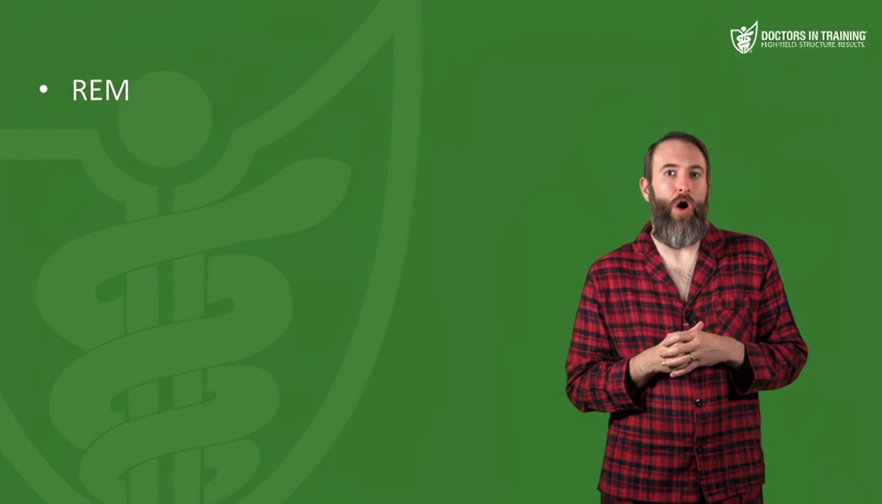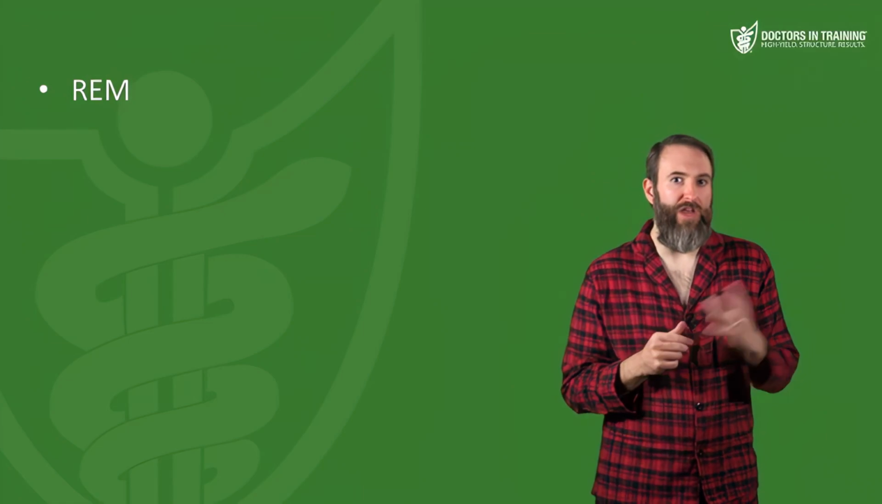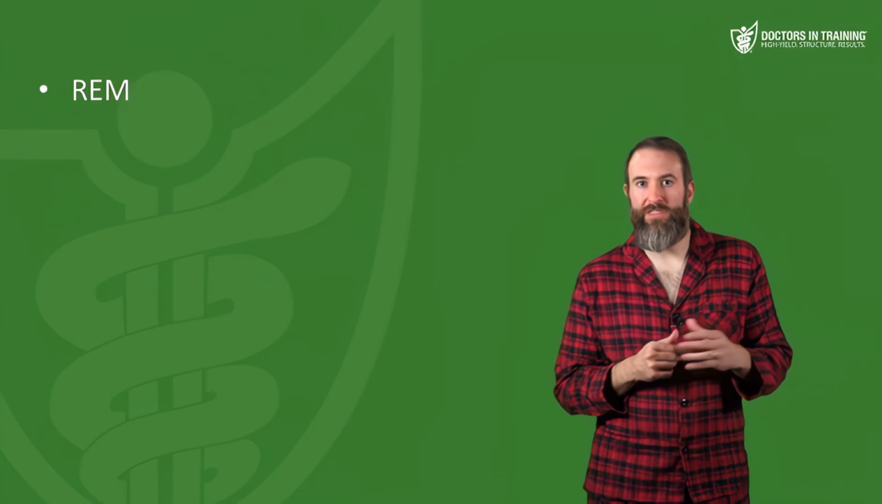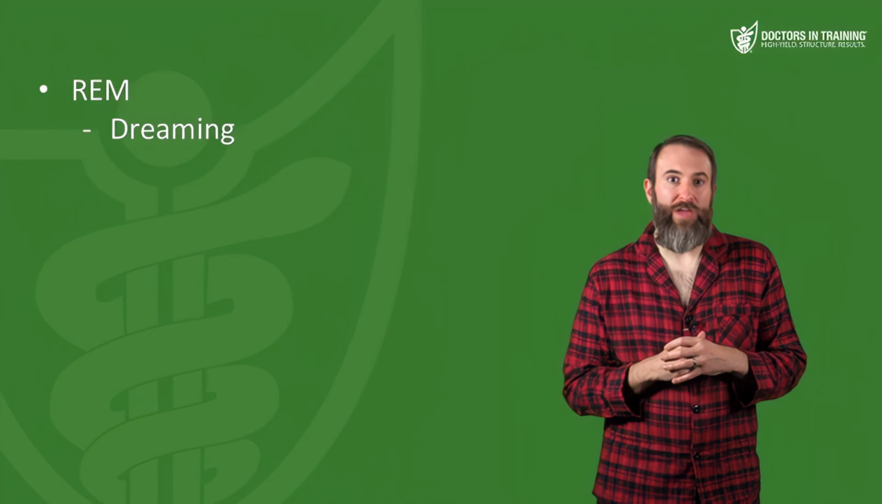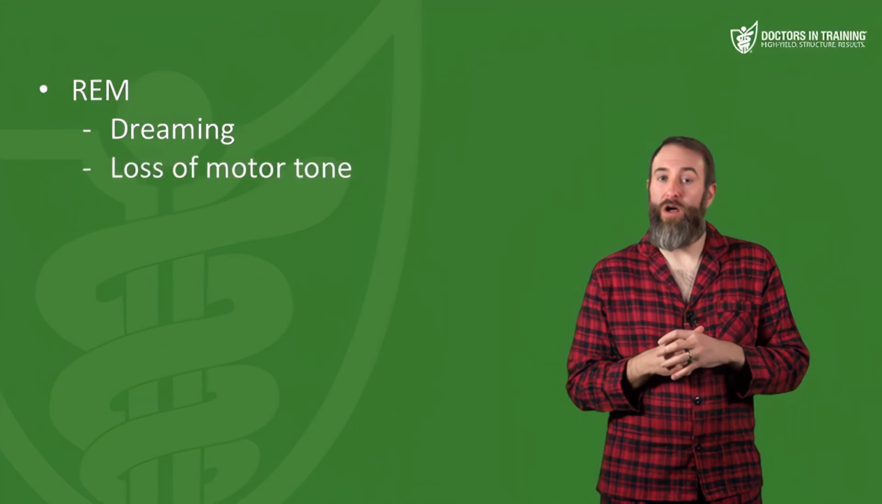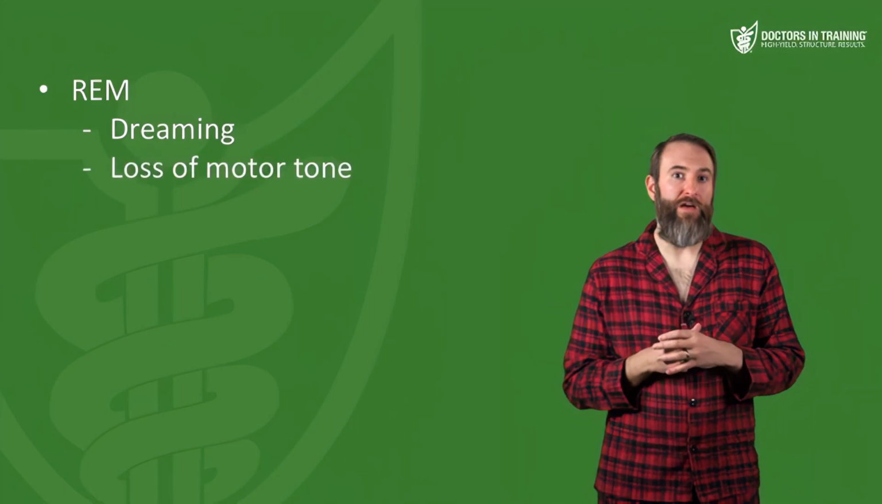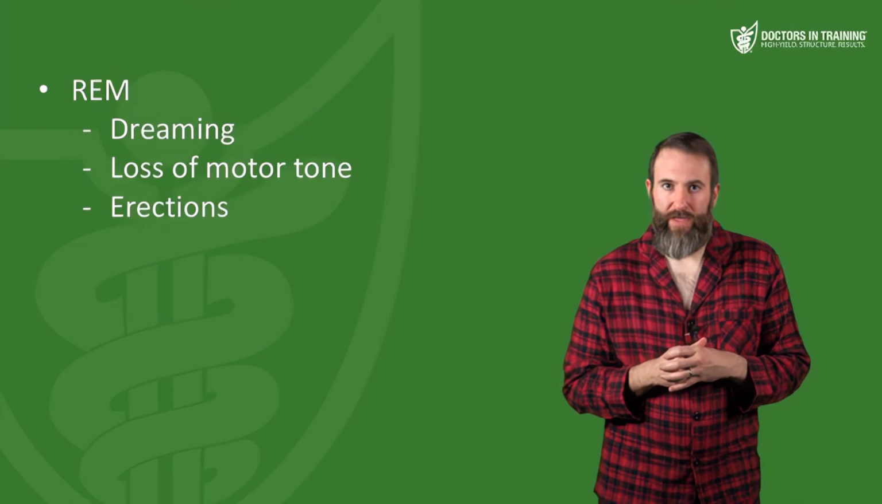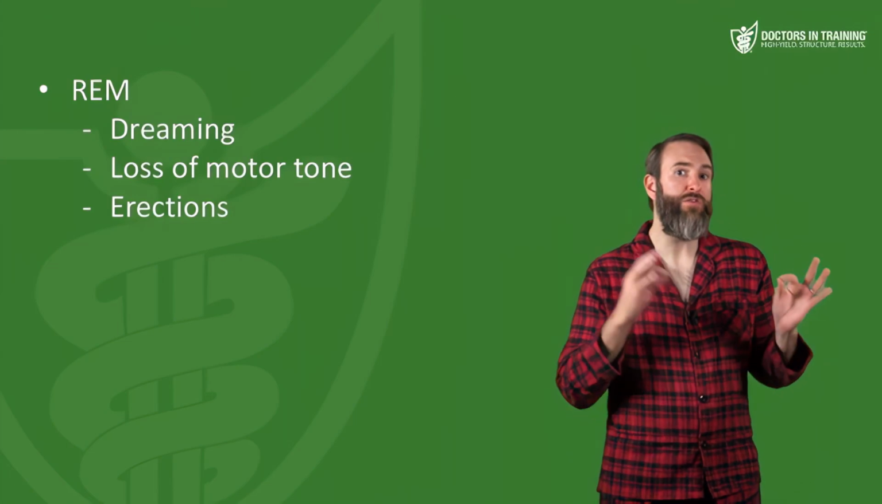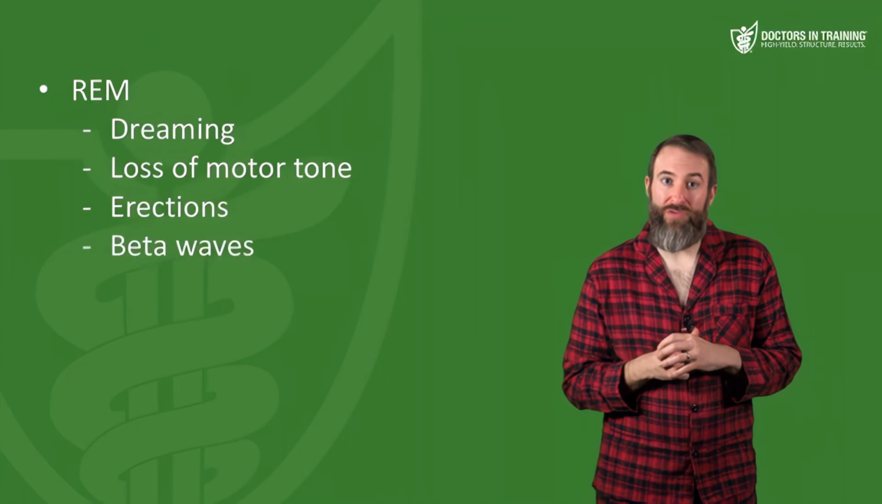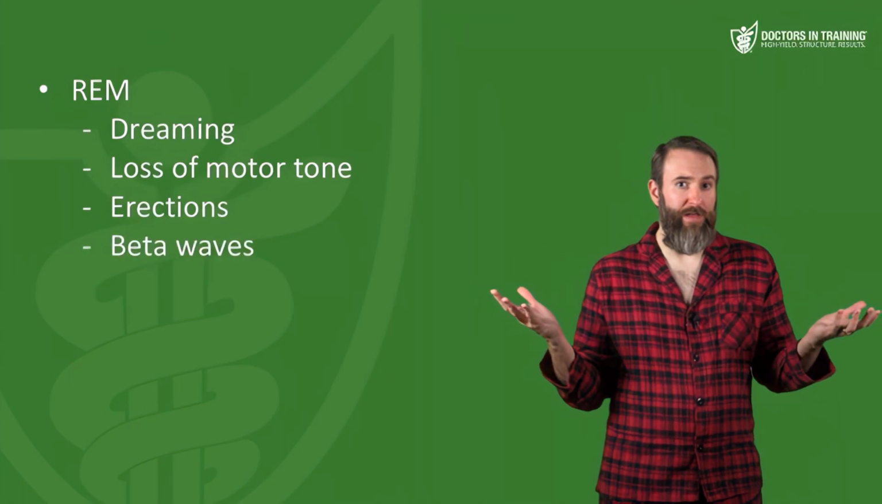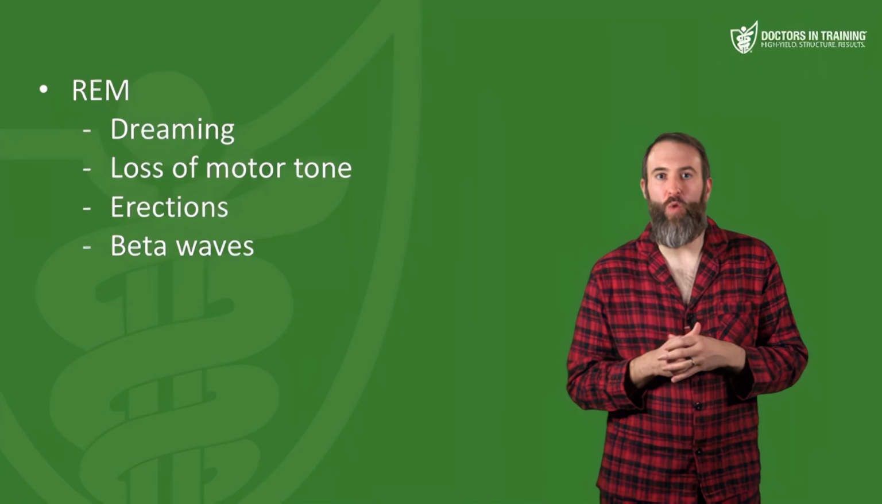And then we have our REM sleep here. All of the other stages are considered non-REM sleep. Now REM stands for rapid eye movement, and REM sleep occurs at about 90-minute intervals and makes up about 20 to 25% of the total sleep. So here we have dreaming. Patients will also lose motor tone, and males can also have erections as well. Now sometimes this is called paradoxical sleep because the EEG shows beta waves. Where have we seen these beta waves before? Well, it was in the awake state.